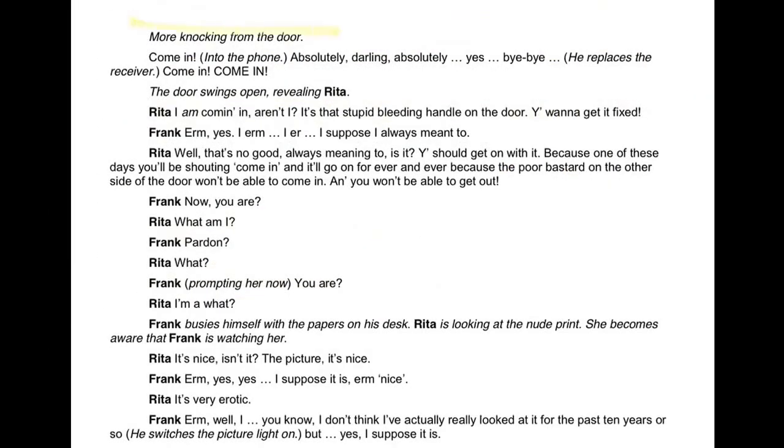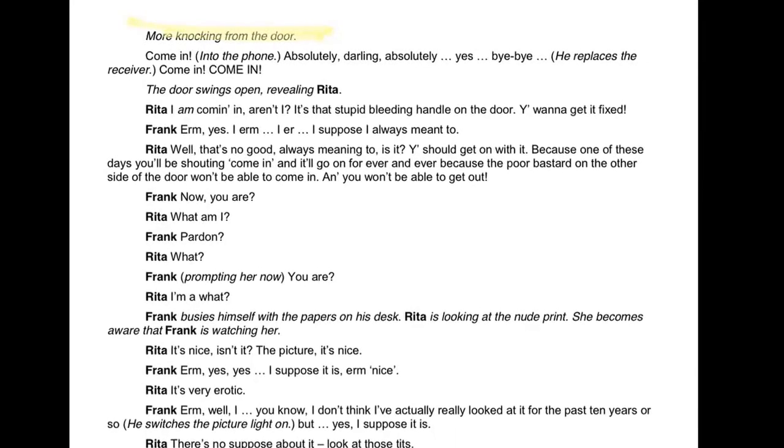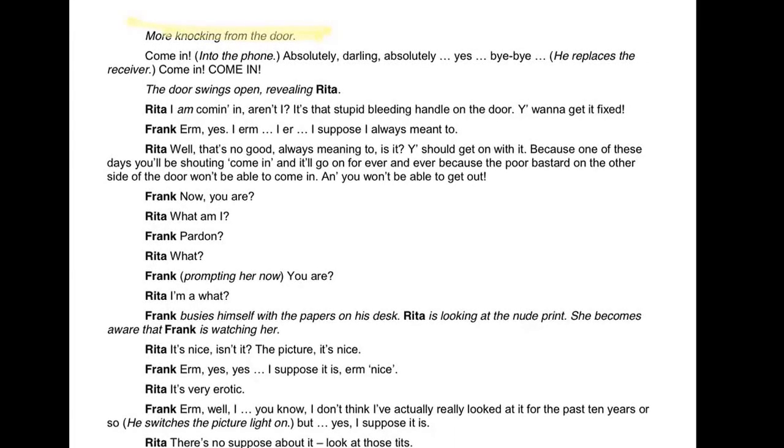And so we see more knocking at the door, so the noise is increasing, and then Frank being able to hang up on his wife. The door swings open, revealing Rita.